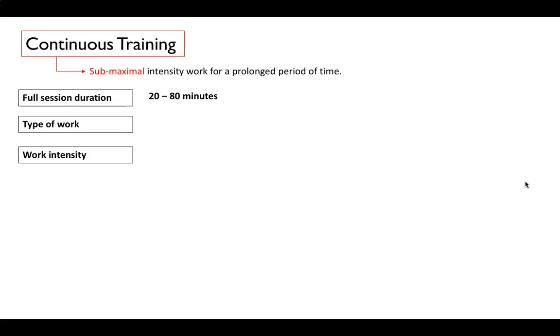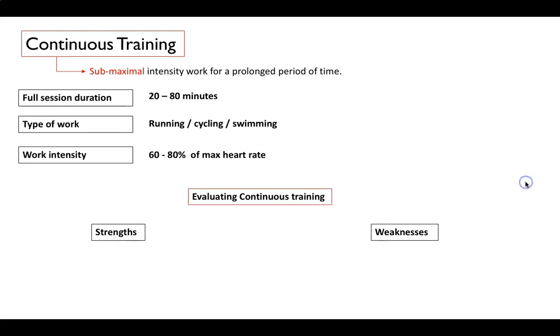The type of work, continuous training, is this sub-maximal intensity work for a duration of time, so running, cycling, swimming, aerobic dance, rowing, there are loads, just pick one. Type of work, running, that'd be fine. And our work intensity is going to be between 60 and 80% of our heart rate max. So a continuous training session would involve you going out for a run for longer than 20 minutes, up to 80, at a heart rate intensity of 60 to 80% of your heart rate max.